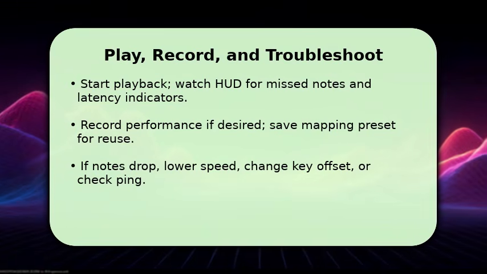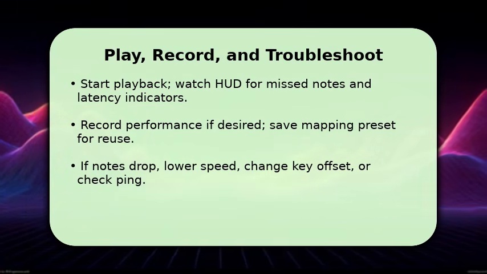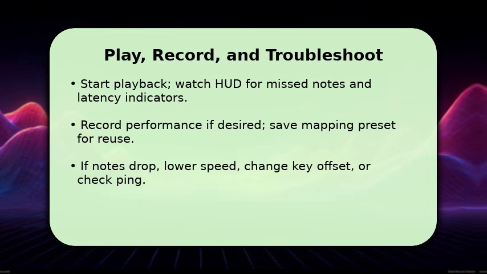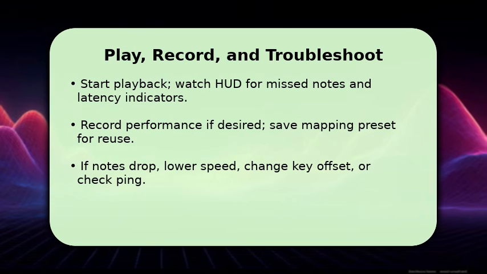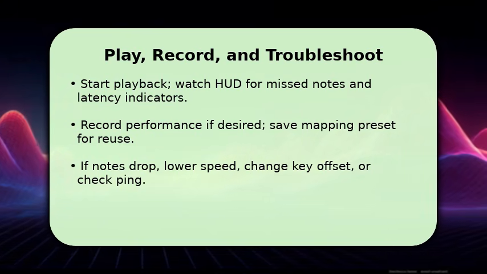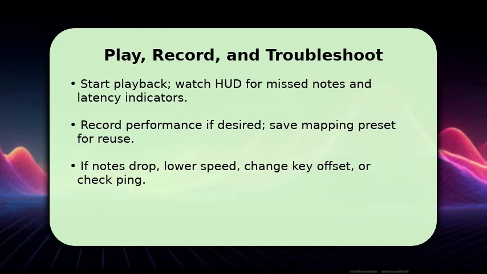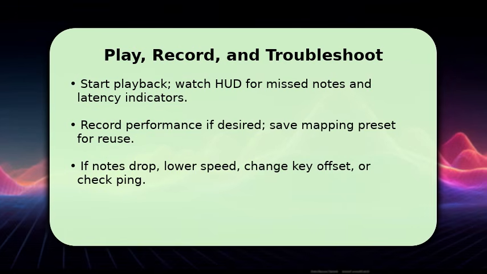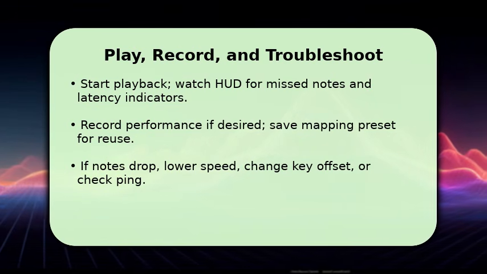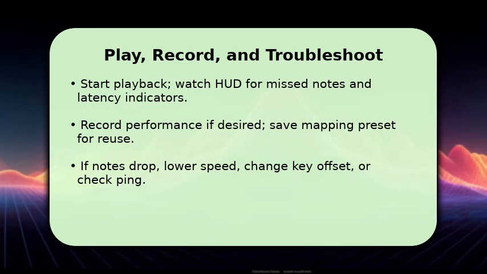You're ready to run the sequence. Press play and monitor the HUD for misses or timing drift. If you want a copy, hit record and export the performance or save the current mapping as a preset so you don't repeat setup. If notes drop or sound wrong, make sure your ping is stable, lower the playback speed, tweak key offsets, and retest small sections. Finally, make small adjustments and retry. Consistent results come from iterating on speed, mapping, and network conditions.